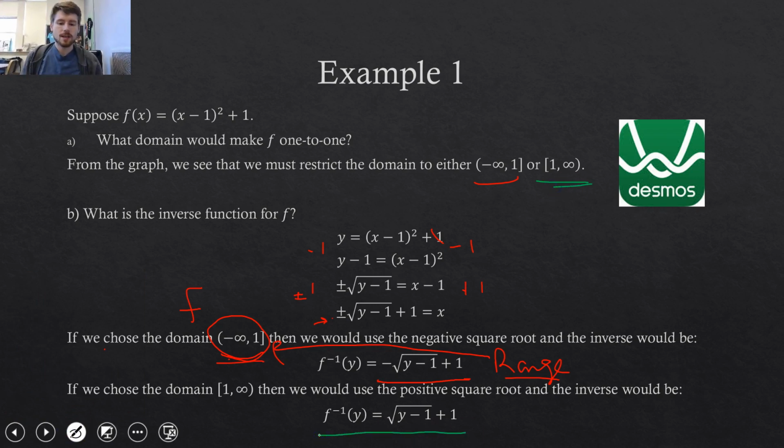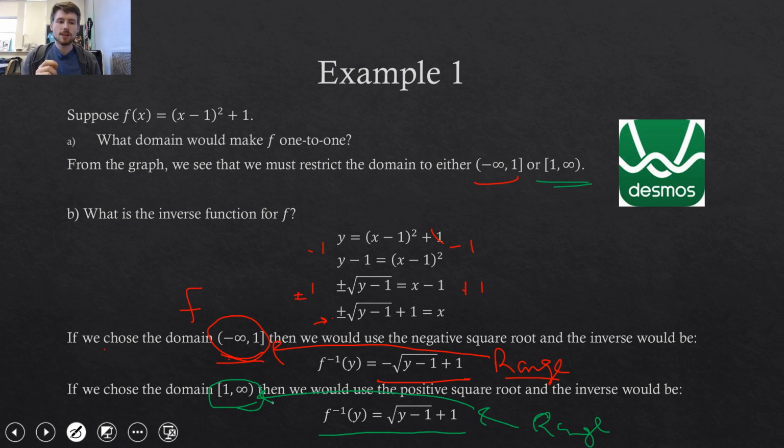The other domain is going to get us this positive square root out. And you can see that this domain, again, 1 to infinity, matches with this range. So the range, again, matches to the domain that we chose. Okay? So this is a weird function.